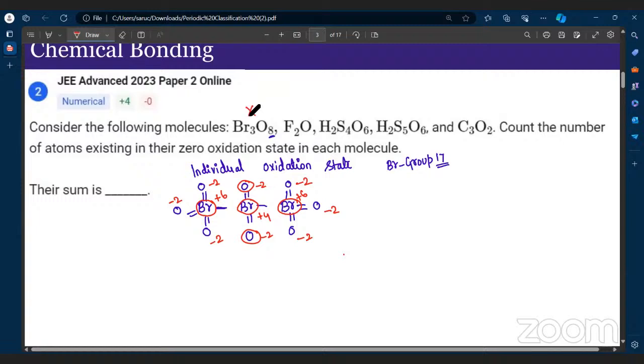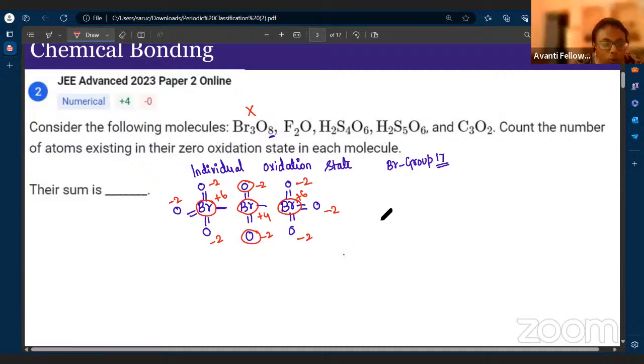In the same way, you go for F2O. Fluorine can always have only -1 oxidation state. So it will have -1, and oxygen will have plus. So we don't have any atom with 0 oxidation state.